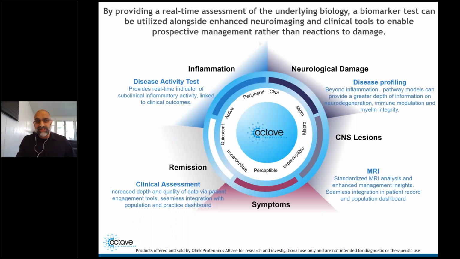By using a biomarker test to provide a real-time assessment of the underlying biology, these can be utilized alongside enhanced neuroimaging and clinical tools that I described as the other two data streams that are part of our care platform to then enable prospective management rather than reactions to damage. So again, earlier insights can lead to faster interventions. Our biomarker tests are focused primarily on disease activity to start, but also neurological damage, and the association of biomarkers with several pathways beyond inflammation, including neurodegeneration, immune modulation, and myelin integrity, allows us to provide a greater depth of information.